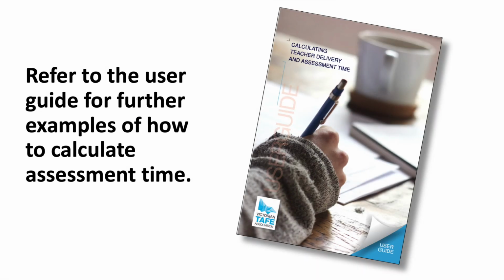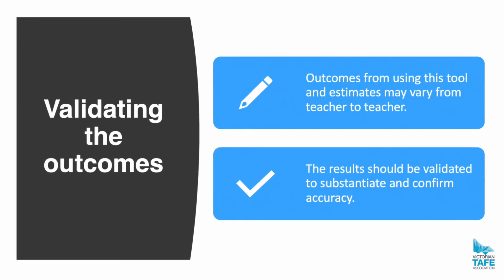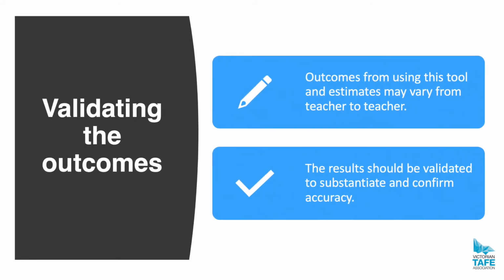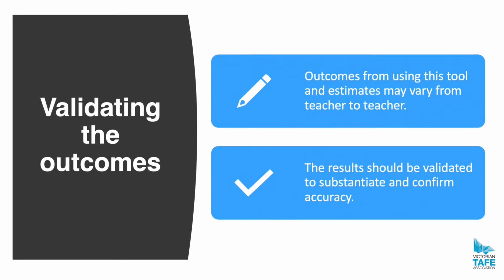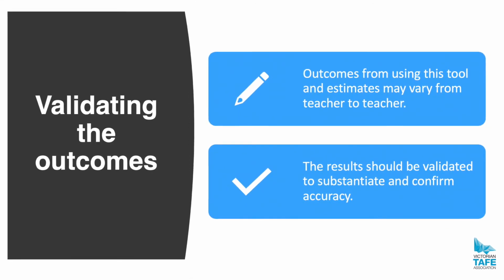There are other examples and case studies provided in the user guide which give guidance on how to calculate assessment time for more complex delivery and assessment types. For example, where a teacher is assessing and teaching in the same class, or where we might have rolling enrolments. The outcomes from using this tool and estimates may produce results that vary from teacher to teacher. To ensure that the outcomes and input metrics are as accurate as possible, the results and outcomes should be validated to substantiate and confirm the accuracy.